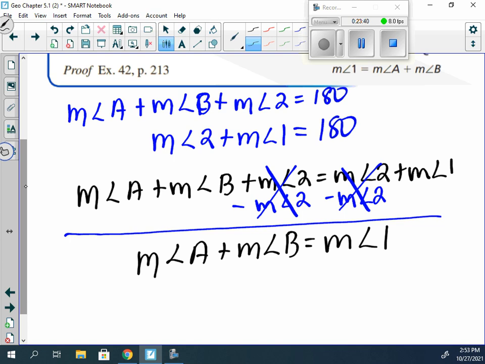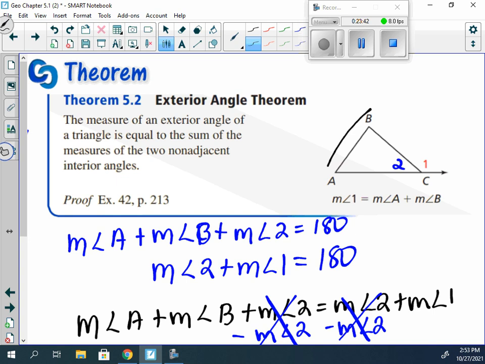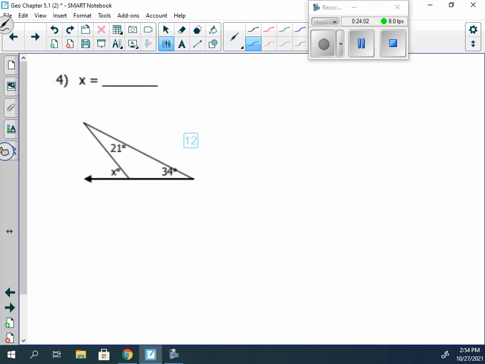Well, let's see where they're located. So these two angles here are equal to the sum of the opposite two interior angles. The exterior angle is equal to the sum of the opposite two interior angles. So whatever this measure is will be the same as these two added together. So when we look at this here, this angle x is going to equal the sum of the opposite two interior angles.